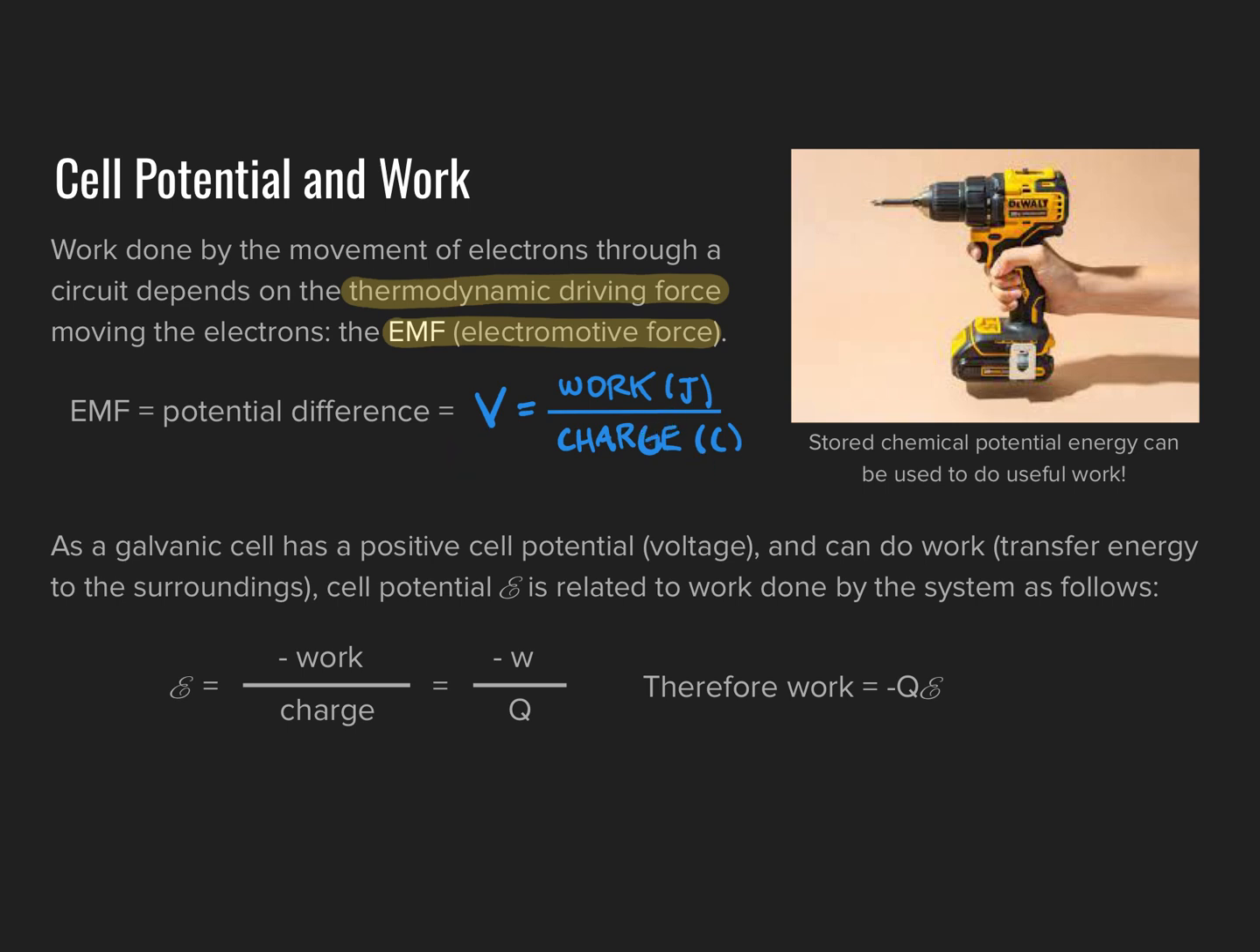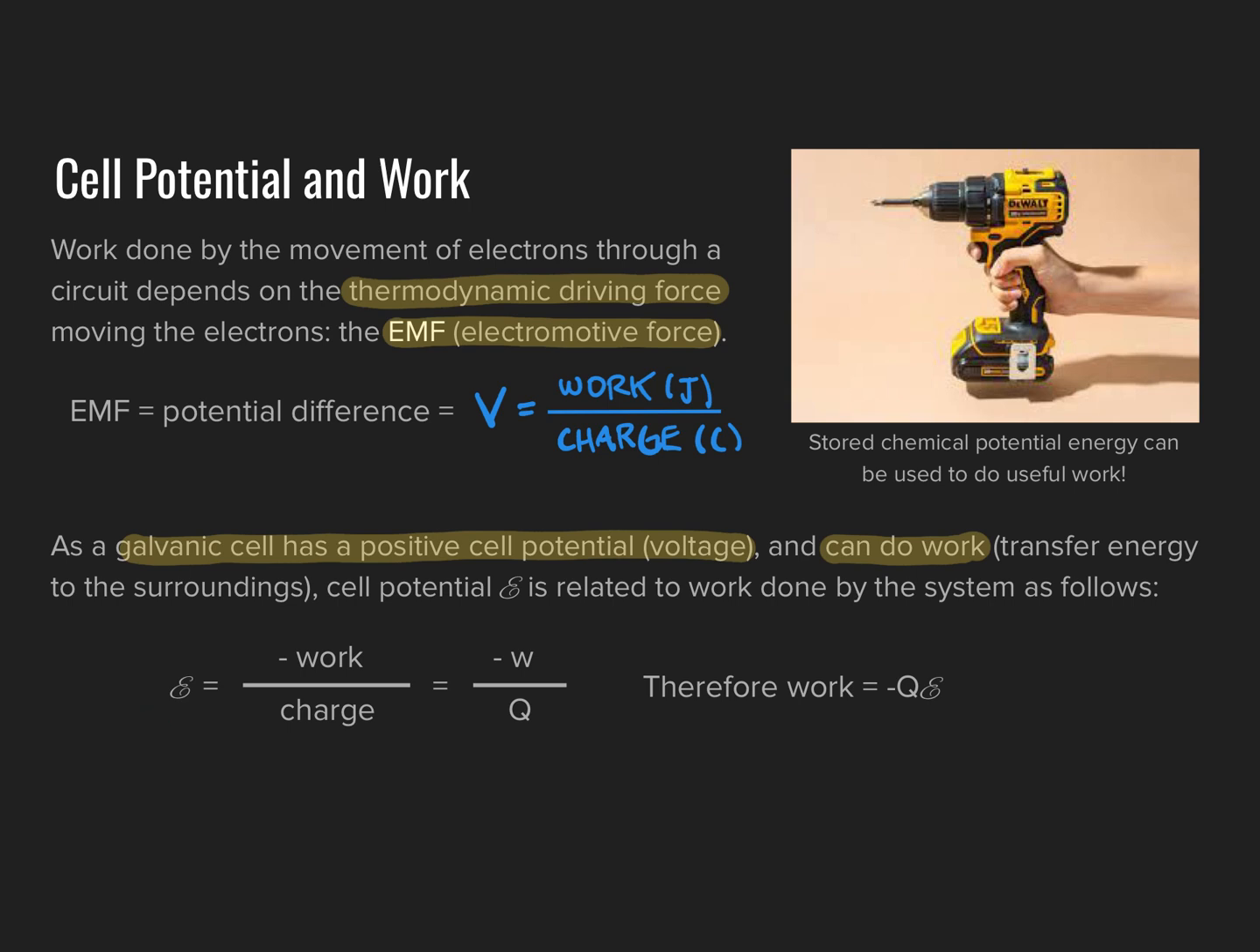Now, if you think back to our previous conversation about galvanic cells, recall that a galvanic cell has a positive cell potential, that is, a positive voltage. And that galvanic cell can be used to do work on its surroundings, that is, transfer energy from the system to the surroundings. And as such, we would like to derive an equation that describes the relationship between the cell potential, which in our equations you're going to see notated with this little cursive E, and the work which is done by that system.